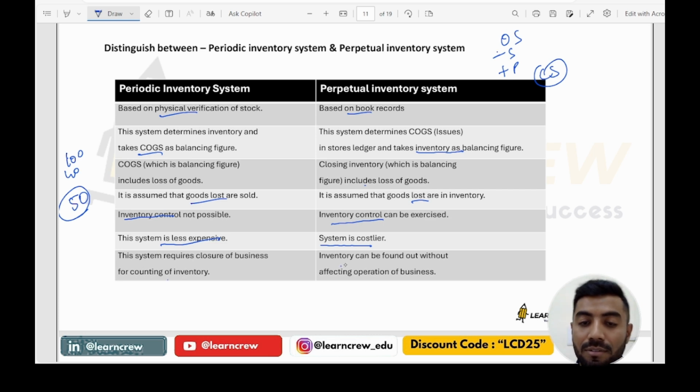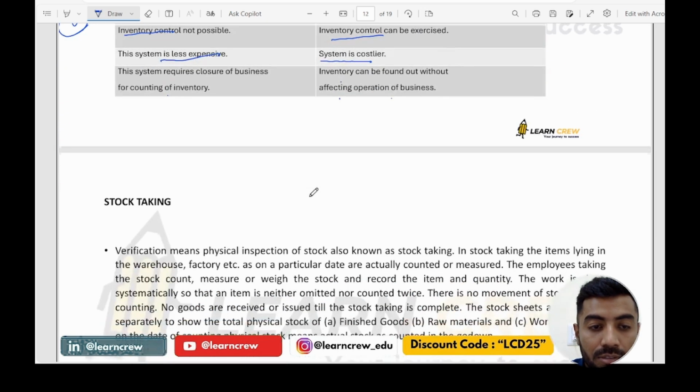Here it doesn't matter whether purchase or sale can happen simultaneously. We know the value of a closed system. Here it can be found out without affecting operations of the business. Okay, I hope you understood this.